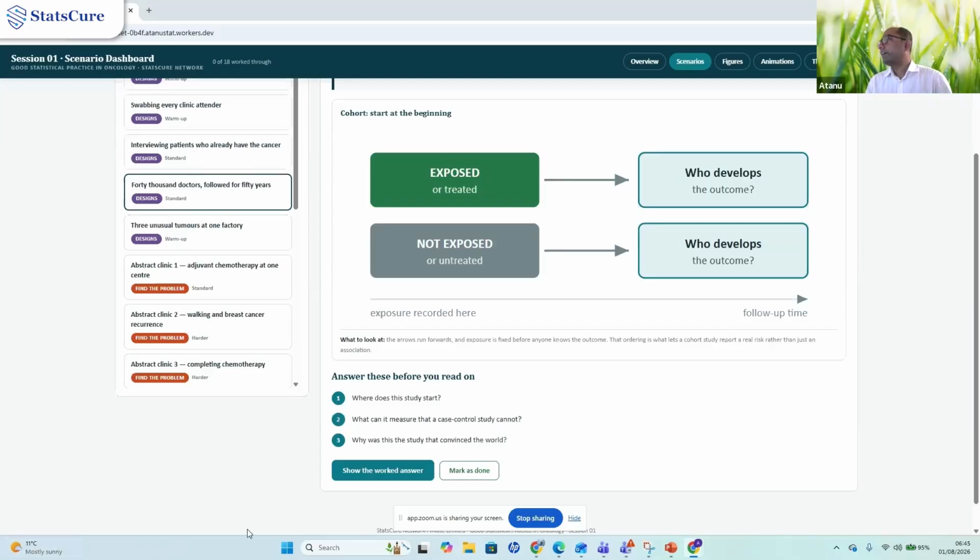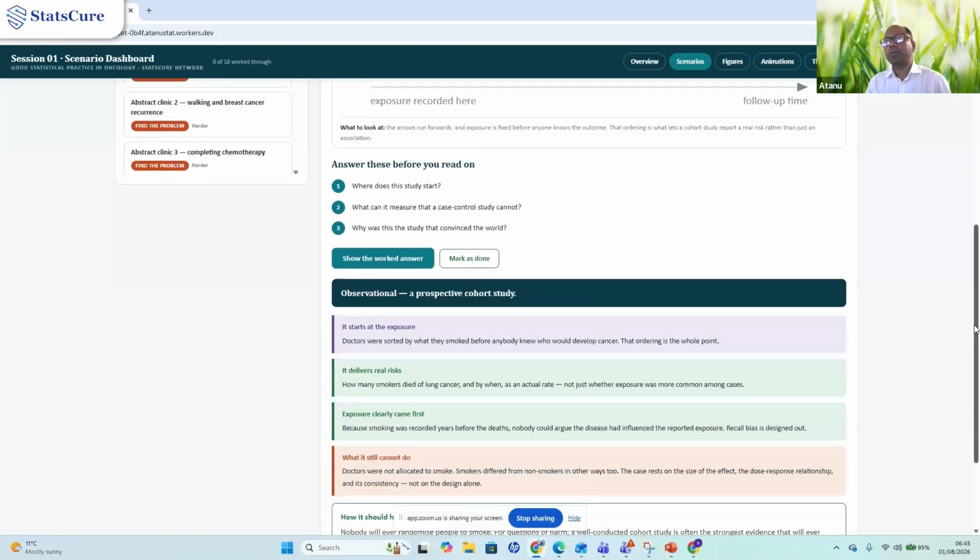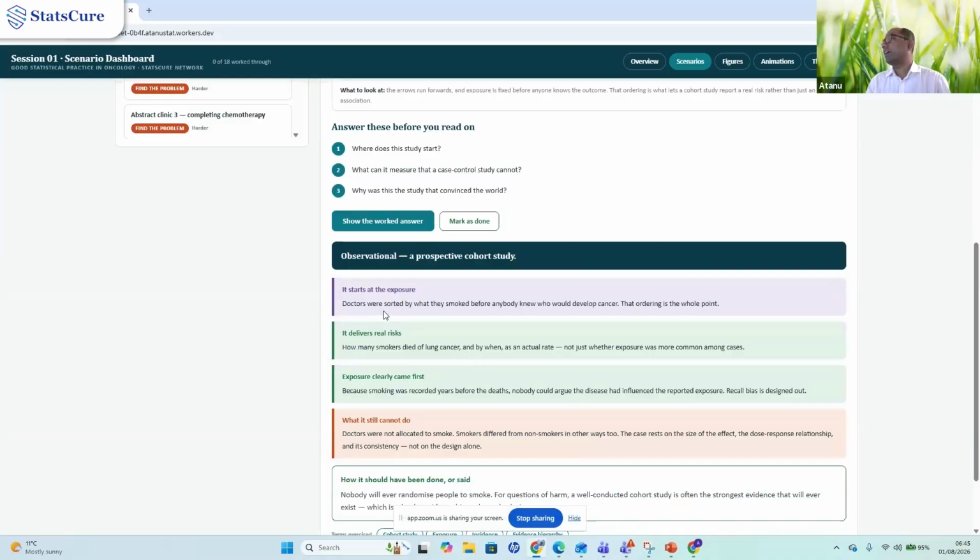So it's a follow-up study, observational, a prospective cohort study. It starts at the exposure, and doctors were sorted by what they smoked before anybody knew who would develop cancer. So the ordering is the whole point. It delivers real risks. Exposure clearly came first here. What it still cannot give is that doctors were not allocated to smoke, so it was not properly randomized.